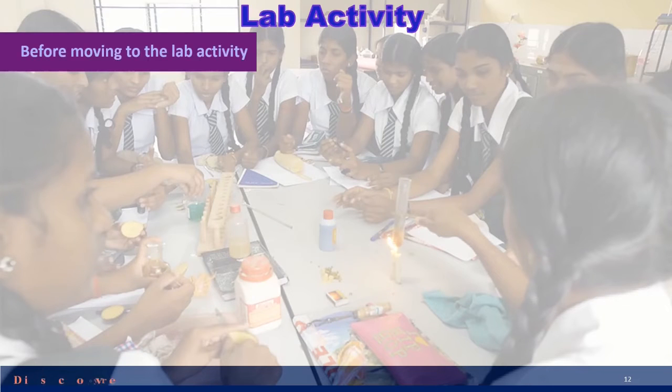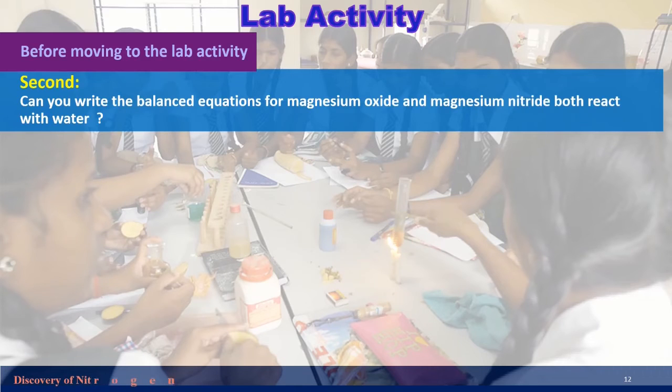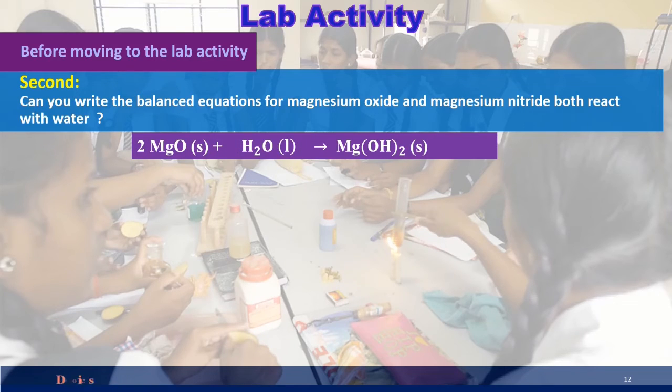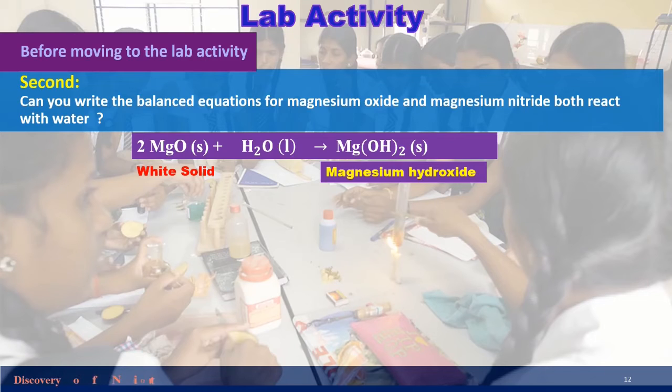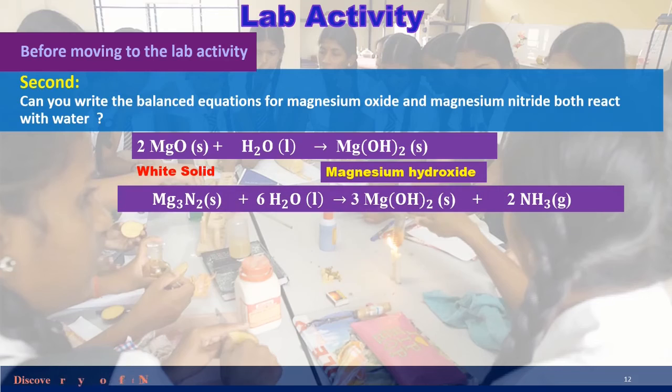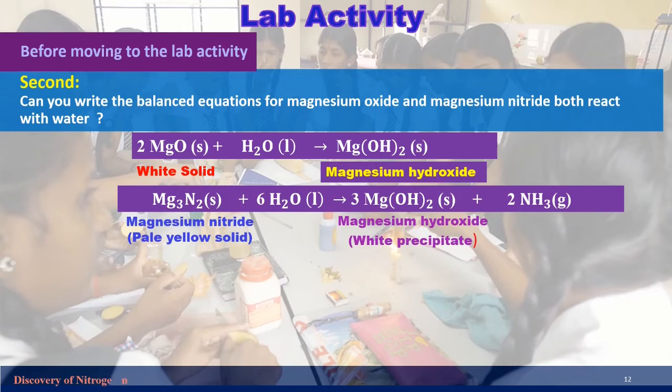Now the second question: can you write the balanced equations for magnesium oxide and magnesium nitride reacting with water? Magnesium oxide is a white solid and reacts with water to form magnesium hydroxide, also a white precipitate. Magnesium nitride reacts with 6 water molecules and produces 3 magnesium hydroxide, and a gas is released here: ammonia, a colorless gas.